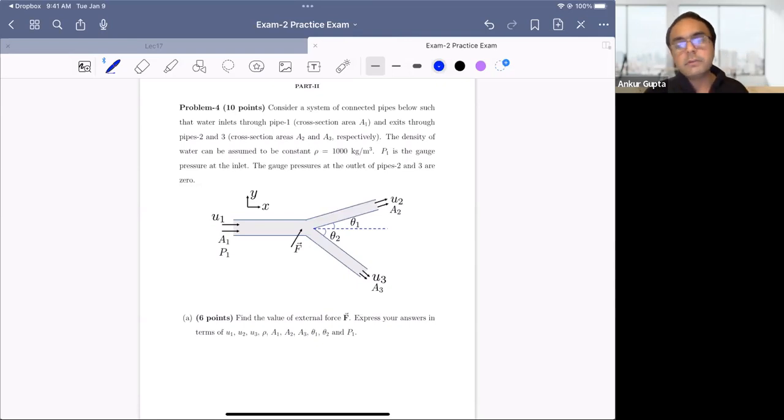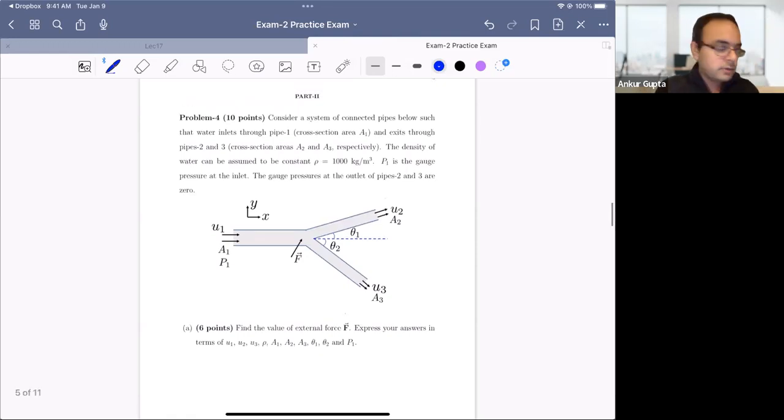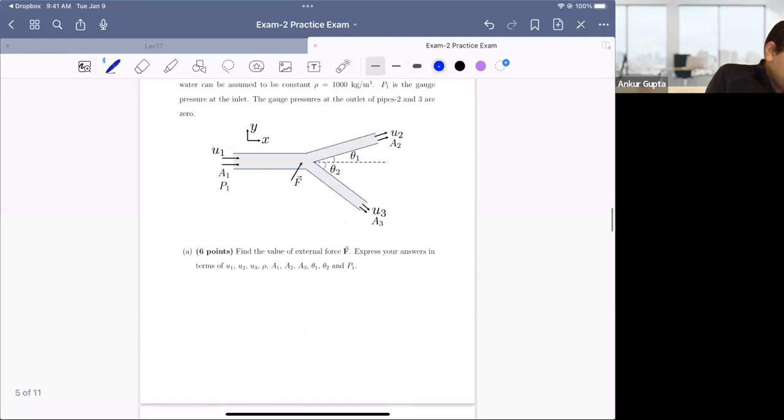We haven't given pressure, so whatever is remaining is the remaining external force. And express your answers in terms of velocities, cross-section area, theta1, theta2, and P1. Okay, so this is a very classic problem from mass and momentum balance. We have done many of them in class, and you have also done this in your homeworks. So let's start with the mass balance.